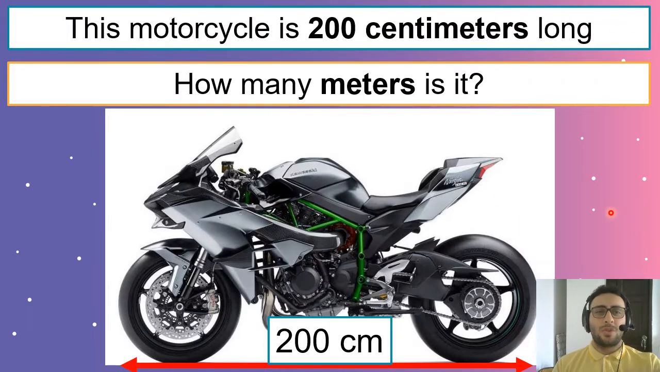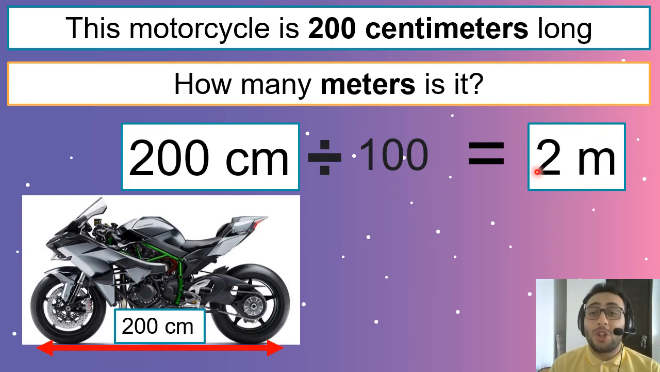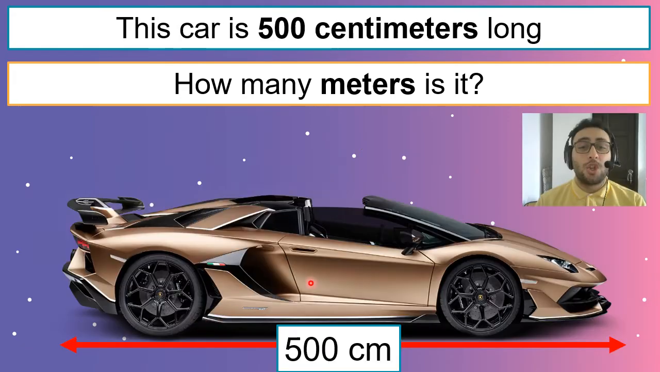Okay, so let's see. This motorcycle is 200 centimeters long. Okay, it's quite long. How many meters is it? Easy. So it's 200 centimeters divided by 100 equals 200 divided by 100. How many hundreds is 200? 2. So it's 2 meters. So this bike is 2 meters.